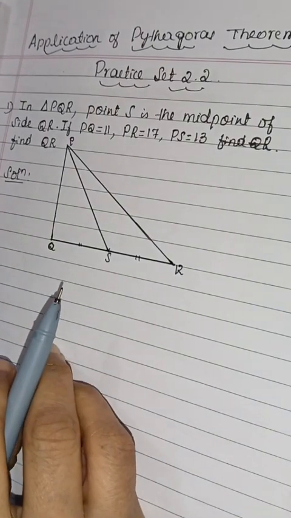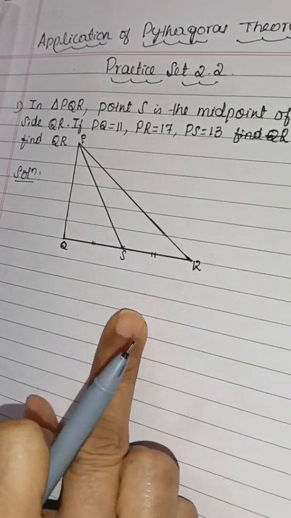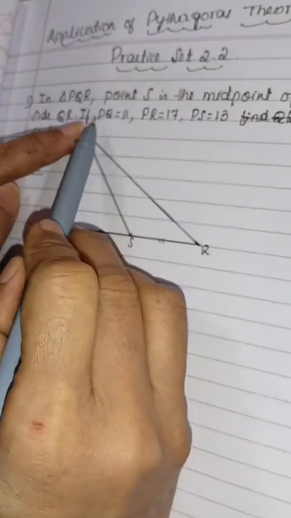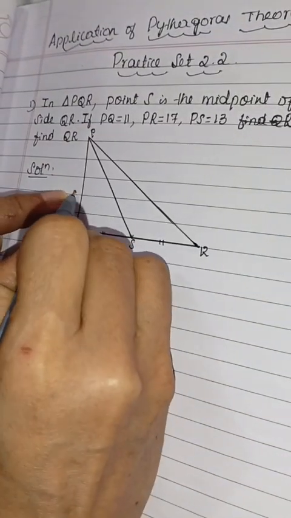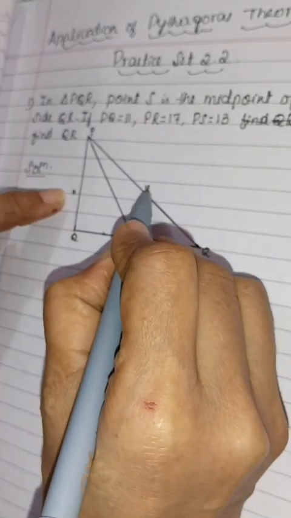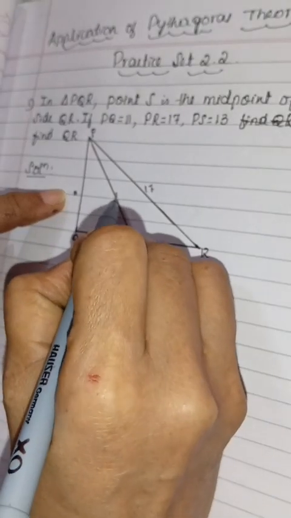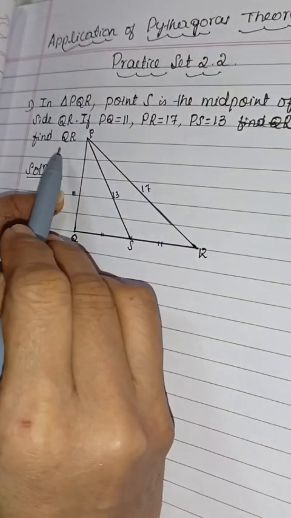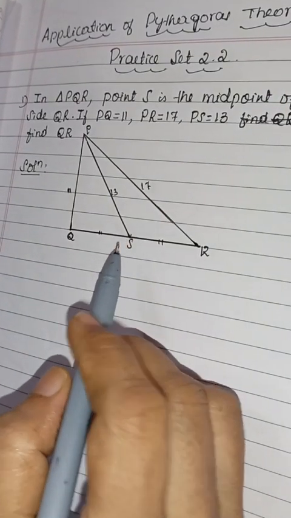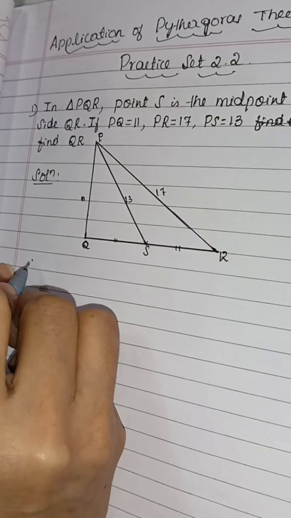Okay, practice set 2.2 is based on Apollonius theorem. So PQ is 11, PR is 17, PS is 13. Find QR. Okay, so first we'll write triangle PQR.